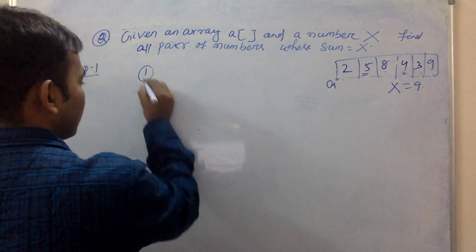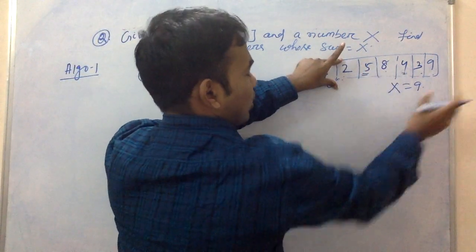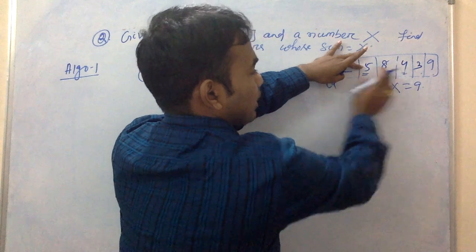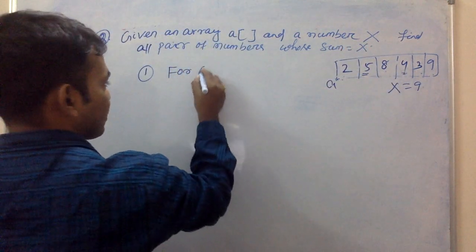I am now writing the algorithm. I will start from the first number and try to add the other numbers. Then I will start with the second number and add the numbers after it. If you have basic knowledge of for loops, I will write two for loops.